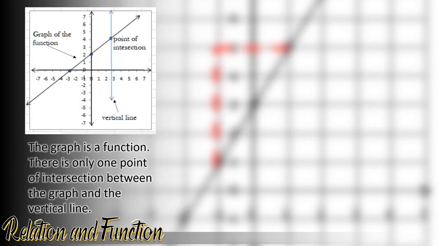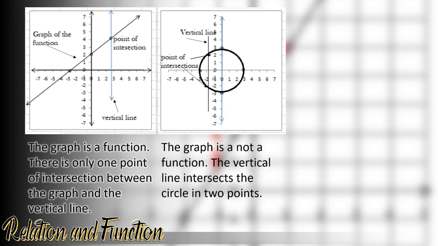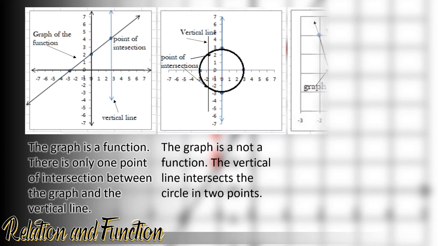So this is the example of a graph having a vertical line test. The graph is a function. There is only one point of intersection between the graph and the vertical line. This is the second one. The graph is not a function. The vertical line intersects the circle in 2 points. Nakikita nyo naman doon, circle, nag-intersect ng 2 points sa ating vertical line.